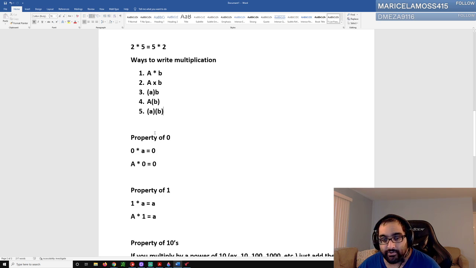Let's go ahead and go over the next one here, the property of 0. So if we take 0 times any number, that's going to be 0. If we flip it around, take that number times 0, well, that's going to be 0. So 0 effectively zeroes out everything in multiplication land. It basically makes it nothing.